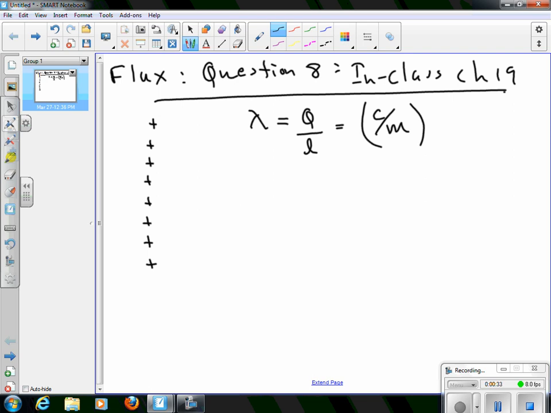So my hypothetical surface I pick as a cylinder with length L and radius R. Why did I do that? I need to find the electric field R distance away from the line. So this distance has to be R distance away from the line. That's where I want to find the electric field.